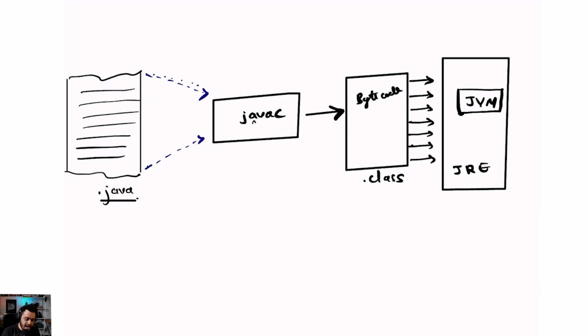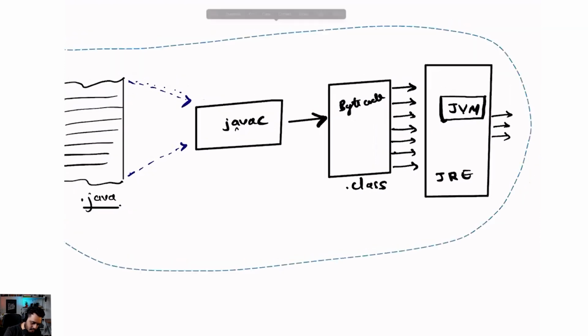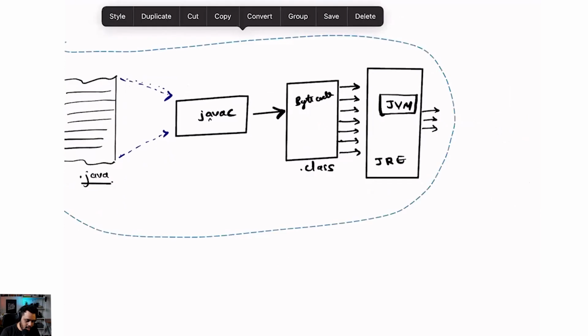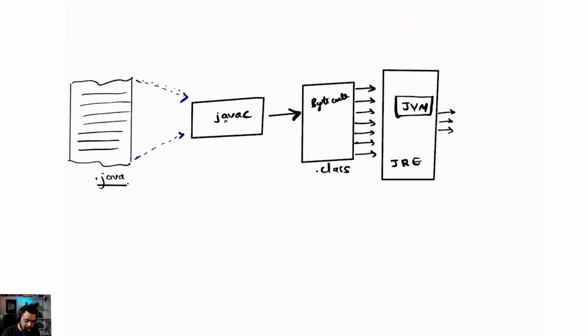Now this bytecode file is given to the JVM, and this JVM will process this bytecode and give it to our CPU. What is CPU? CPU is nothing but the computer, right? Central Processing Unit, which we already learned in school.